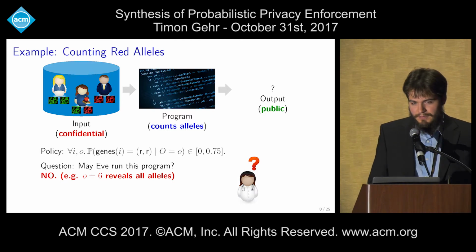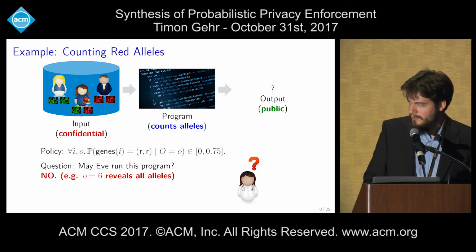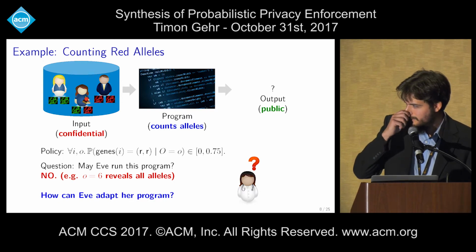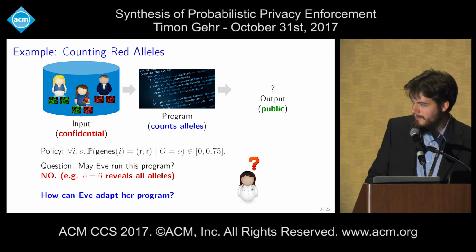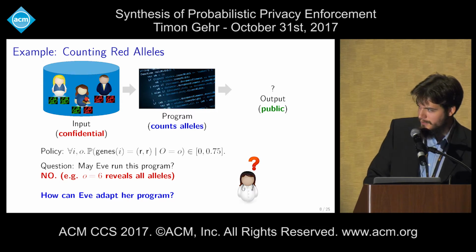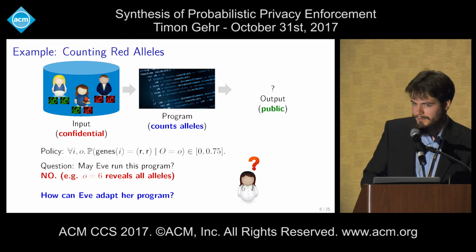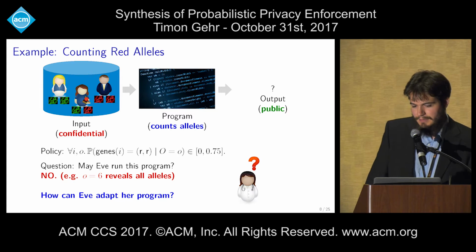So the question now is, how can Eve actually adapt her program? And this is not that obvious, because she will need to do some probabilistic reasoning in order to figure out how to change the program so that it gets accepted, and for her to still be able to get some information. Also note that our privacy policy does not itself depend on the secret. So even though in the actual confidential input you only have 3 alleles, this possibility that it could return 6 needs to be taken into account, and therefore we cannot run the program.